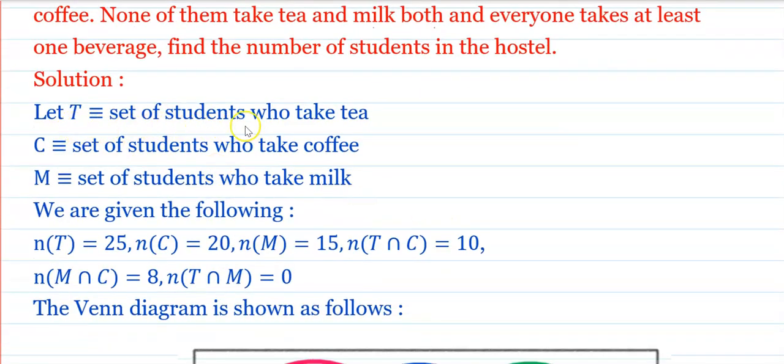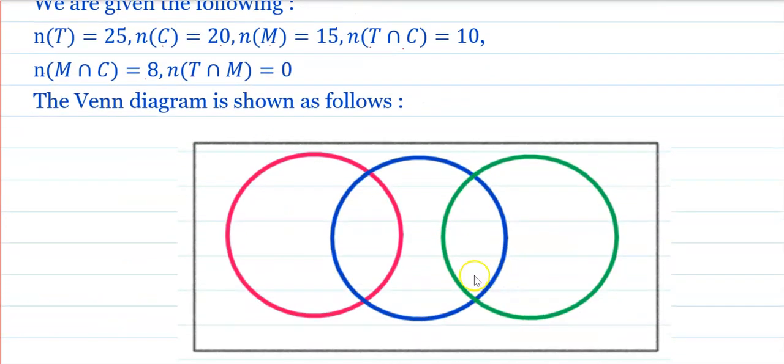Let T be the number of students who take tea, C the number of students who take coffee, and M the number of students who take milk. Now here T is equal to 25, coffee takers 20, and milk takers, that is the number of students who take milk, is 15. Tea and coffee, they are 10, milk and coffee 8, and no student takes tea and milk in common, that is 0. Therefore, this Venn diagram is like this.